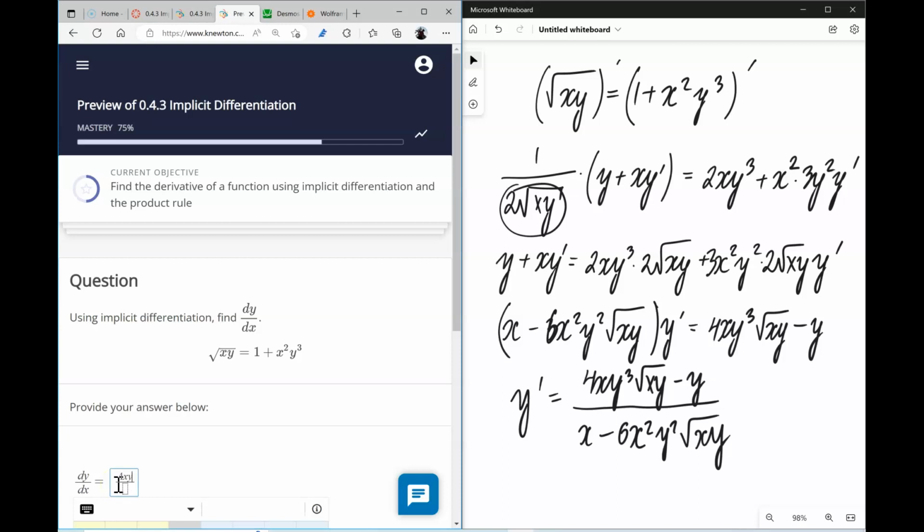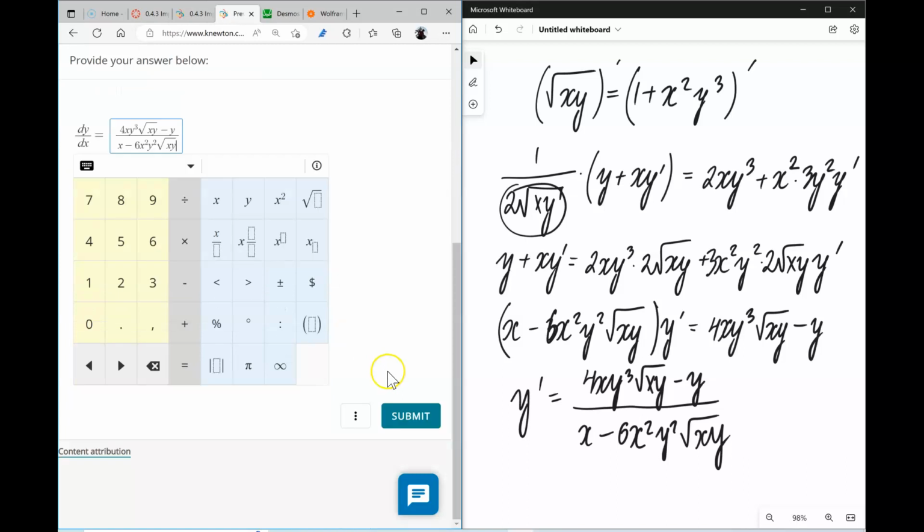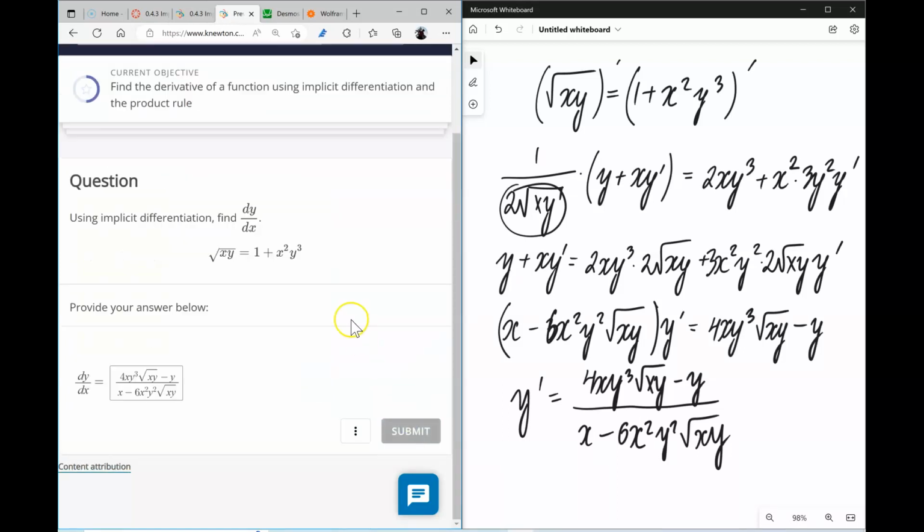4xy to the power 3 square root of xy, let's just copy that, minus y divided by x minus 6x squared y squared, Control V, done.